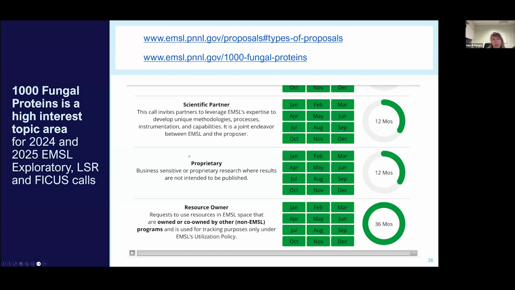We have 3 main large proposals, such as EMSL exploratory, large-scale research, and FICAS call. FICAS call actually includes collaboration with JGI, Argonne National Lab, and Oak Ridge National Lab. So you can request resources in all these user facilities through a single proposal.